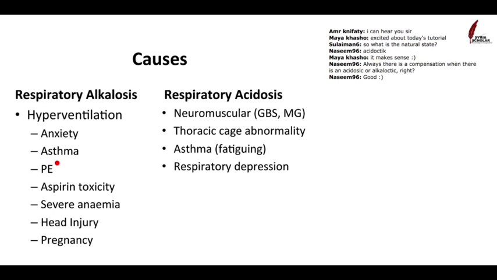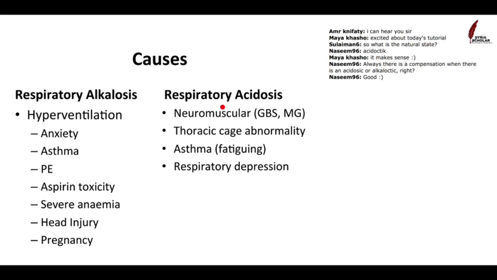So if you've got an asthma attack, the first thing you'll start doing to try and get enough oxygen in is breathing lots and lots. In the initial phases, you might cause a respiratory alkalosis whilst you're breathing to try and compensate for the fact that your airways are closed. And it's the same for all of these other causes. These are all things that make somebody breathe more, and that causes a respiratory alkalosis.